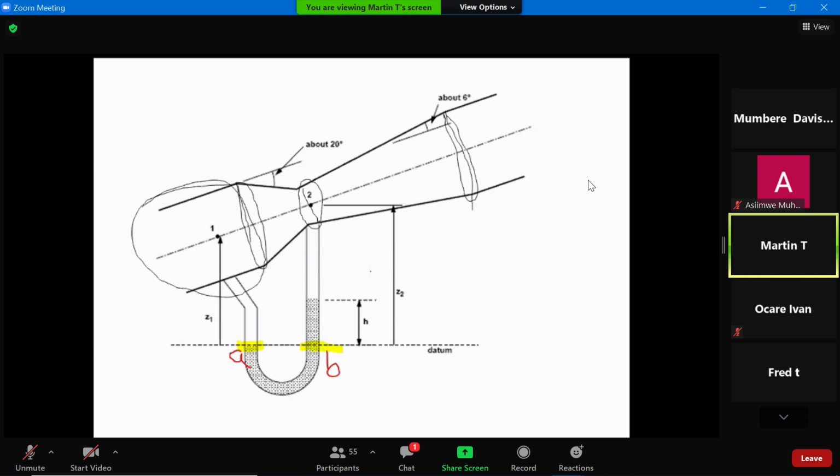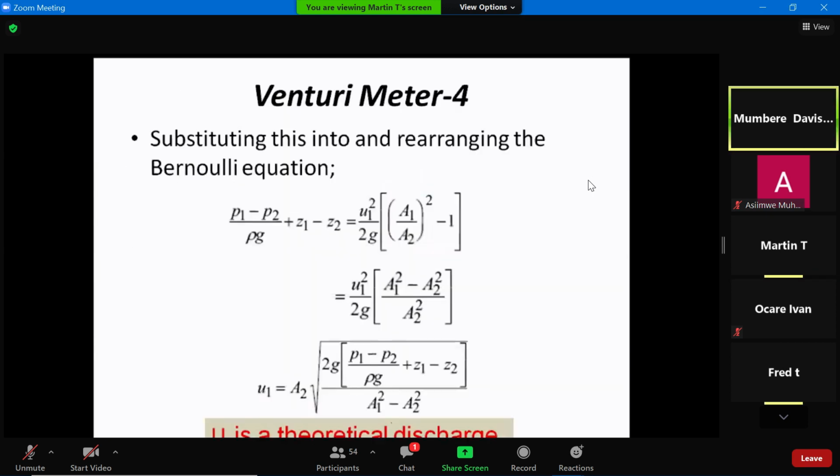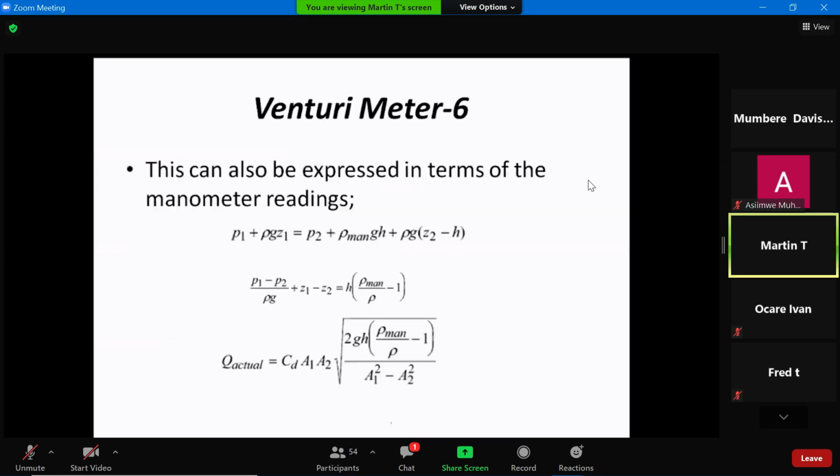Where rho is the density of the fluid that has flowed through point 2. So that's what we have here. But we know that the pressures at point A and point B are the same. So P1 plus that is equal to P2 plus rho_man G H plus rho G (Z2 minus H). So when you collect like terms, (P1 minus P2) over rho G plus Z1 minus Z2.